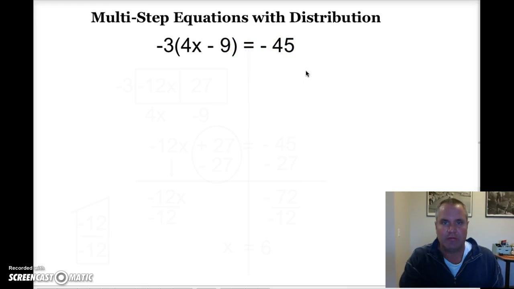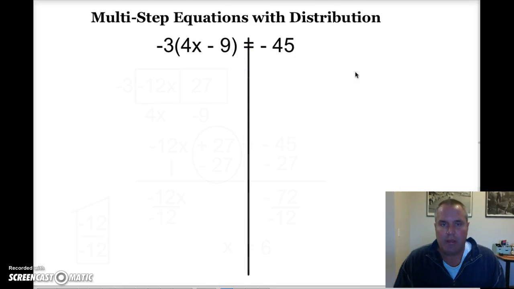Now whenever I do a two-step equation, I always draw a line down through the equal sign. The reason I do that is because whatever I do on one side of the equation, I'm going to have to do on the other side of the equation also.